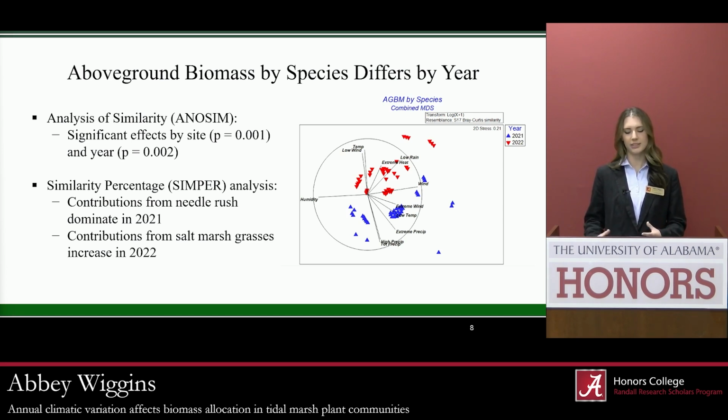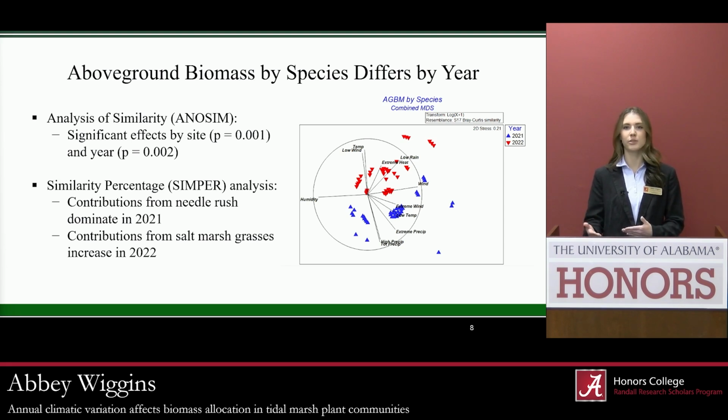And so this plot that I've included is a non-metric multidimensional scaling plot. What it does is it takes the similarity matrix of these field plots and graphs them in 2D space. And so the plots that are closer together have more similarities to each other than the ones that are further apart.